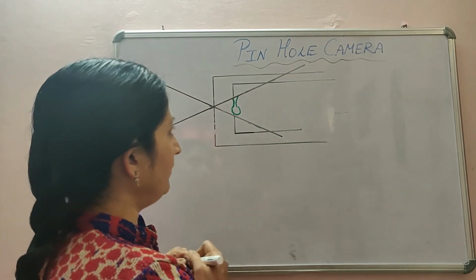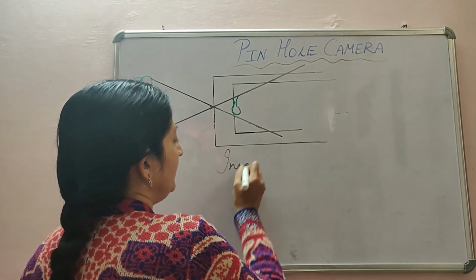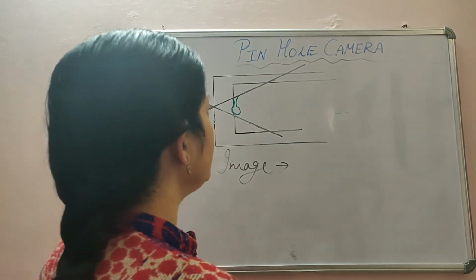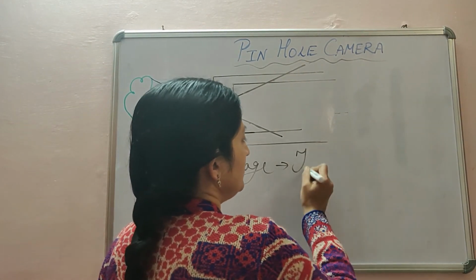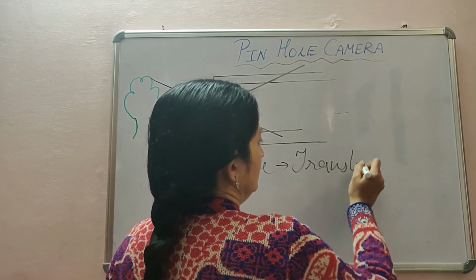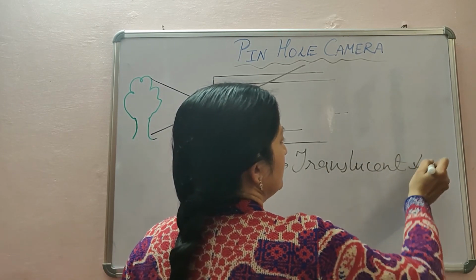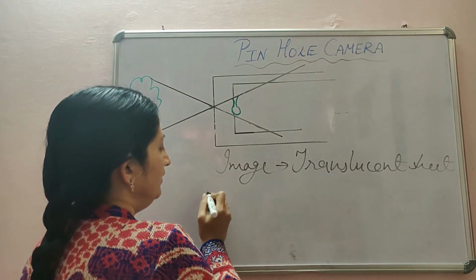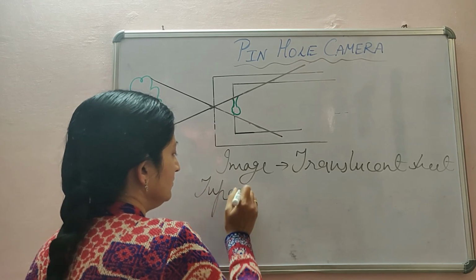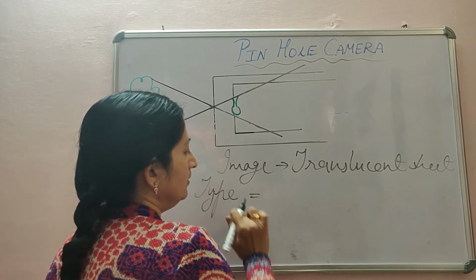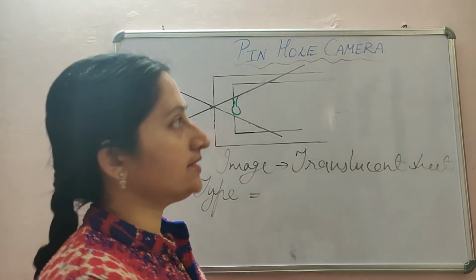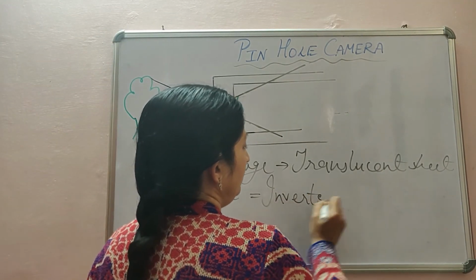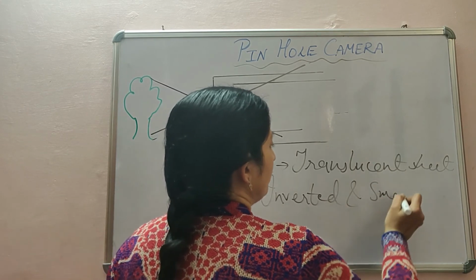And what about the image? The image is formed at which place? The image is formed at the translucent sheet which is there in the inner box, and the type of image is that this image is inverted and small. Inverted and small image is formed.